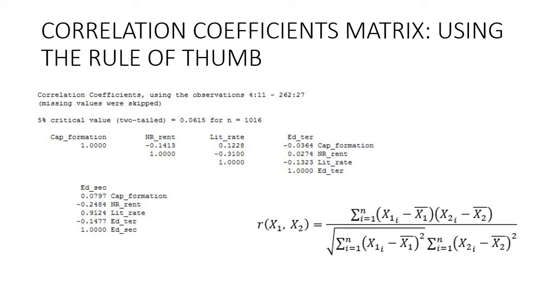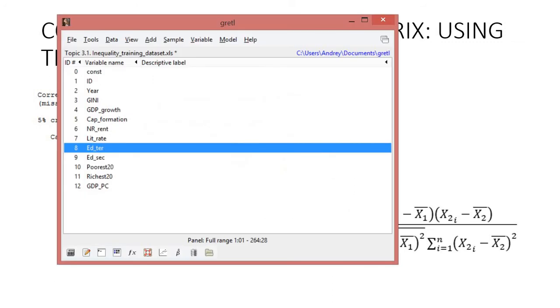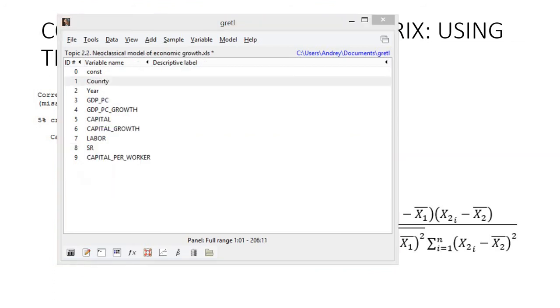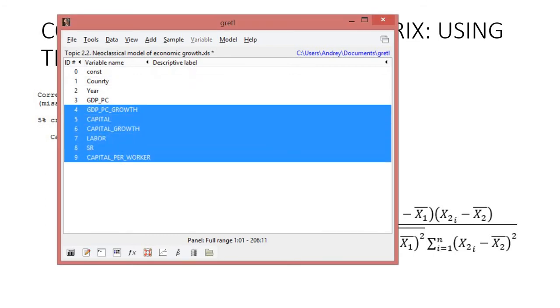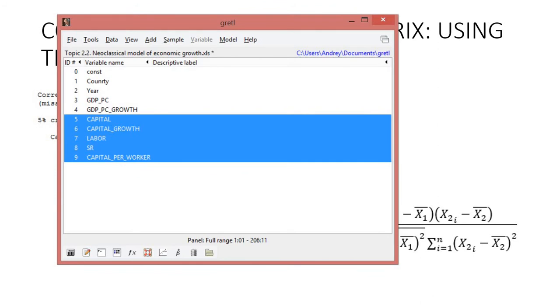And I will show you how to actually perform this kind of analysis in GRETL. For this purpose, I think I used the neoclassical model of growth dataset. Give me a moment, I will just show you how this can be done. Okay, so now we have the appropriate dataset. In my case, GDP per capita is the dependent variable, or GDP per capita growth. Okay, it does not really matter. So let's concentrate only on those variables.